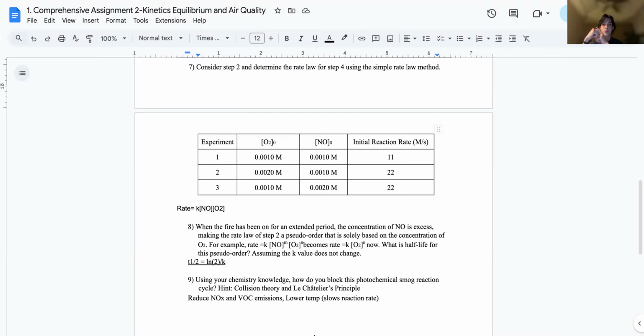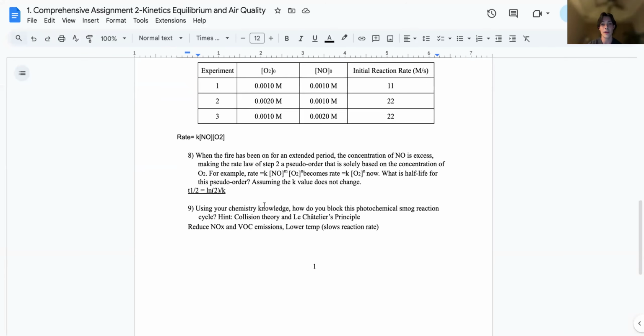Same thing goes for O2, but you do the opposite. You find when NO is equal, which is experiment 1 and experiment 2, and then you divide experiment 2 by experiment 1, 0.002 divided by 0.001, which gives you an answer of 2. Then same thing with the rate, 22 divided by 11 gives you an answer of 2, and since they're both equal, it's reaction order 1.